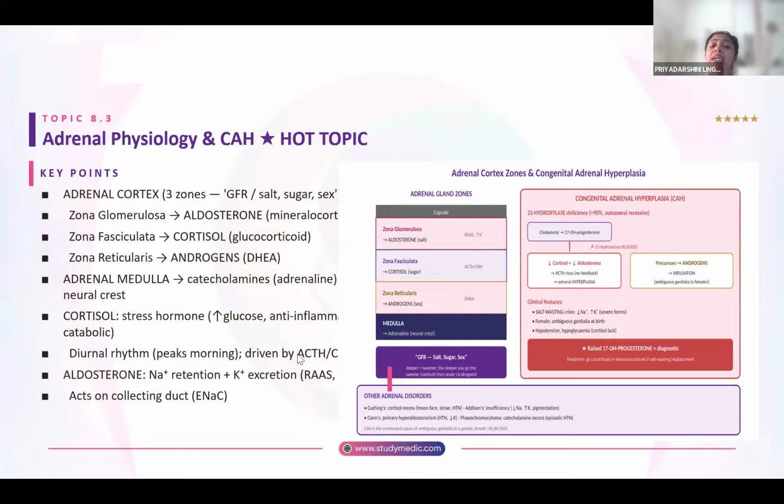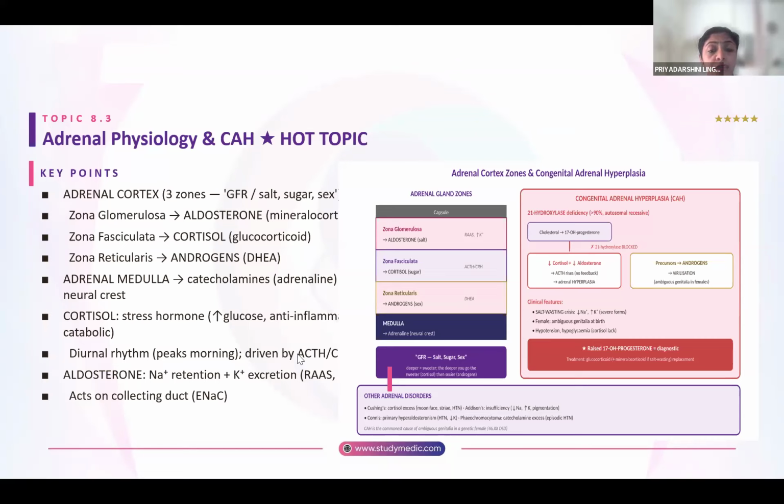Now, when you look at the hormones of adrenal, your stress hormone is nothing but your cortisol. It causes an increase in glucose, and it has an anti-inflammatory and anti-catabolic effect also. This cortisol has a diurnal rhythm. That means there's a peak of this cortisol in the morning. And why is it so? This is because of the control mechanism from ACTH.